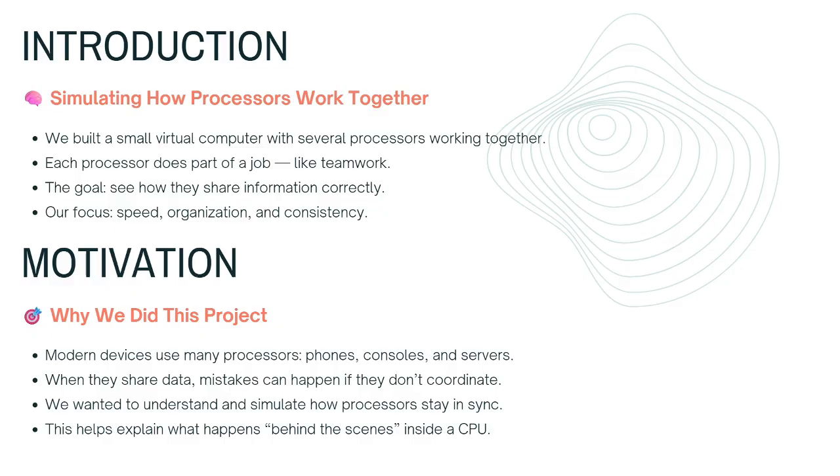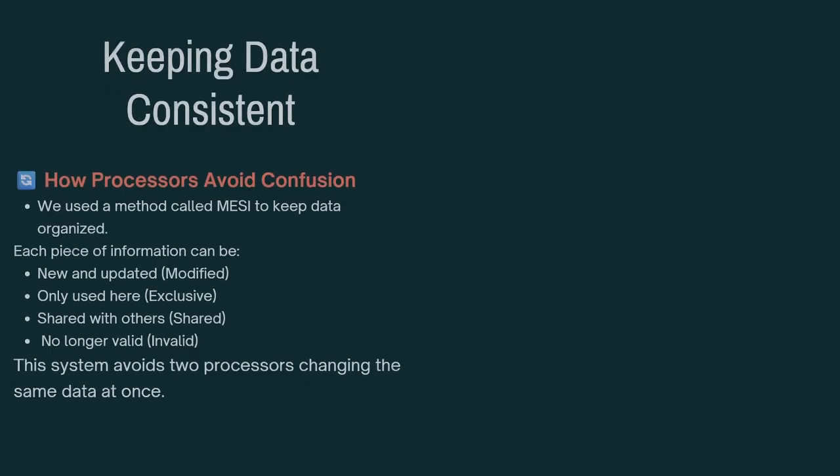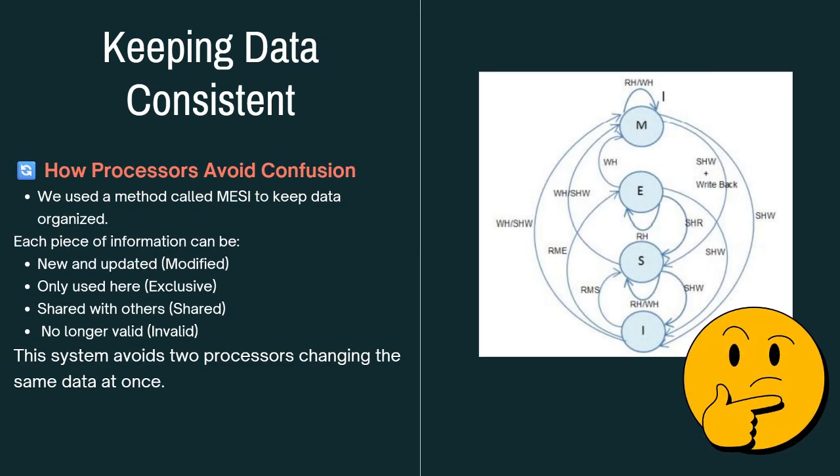Basically, every device today has multiple processors working at the same time, but if two of them try to use or change the same data, errors can happen. So our goal was to simulate how processors avoid those mistakes and keep everything working smoothly. This helps explain what happens behind the scenes inside a CPU. Keeping data consistent.